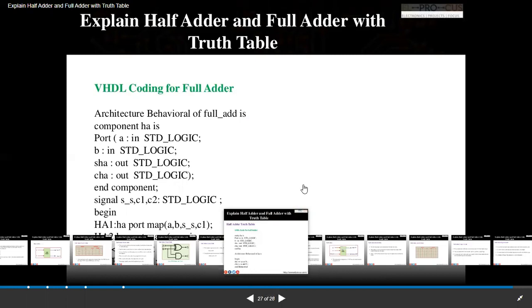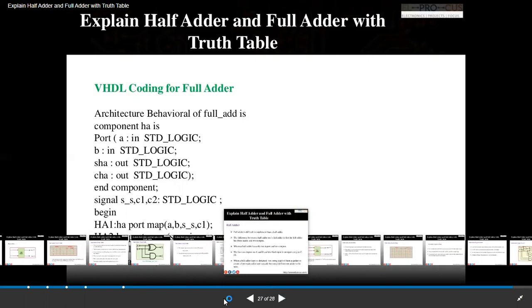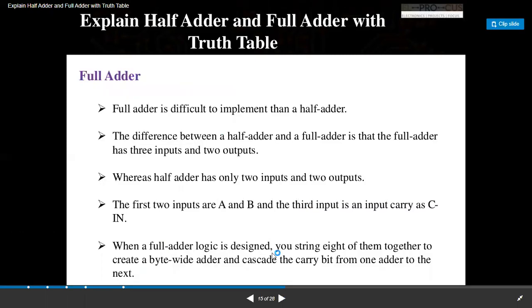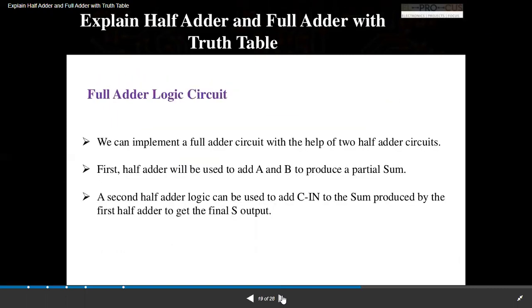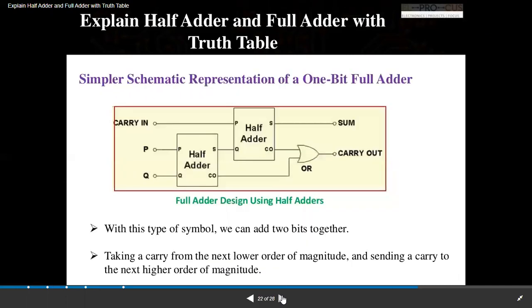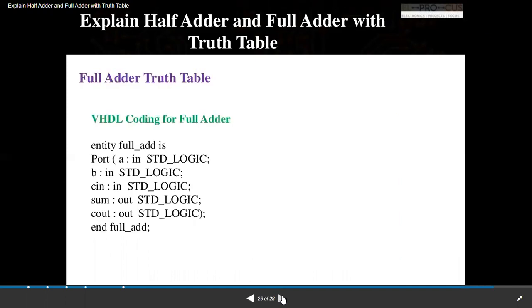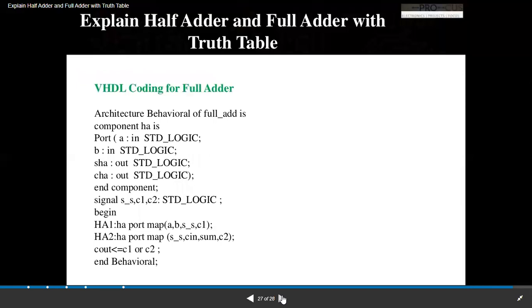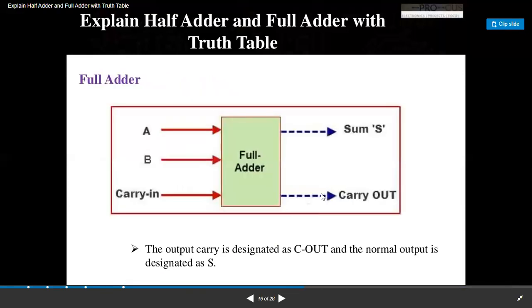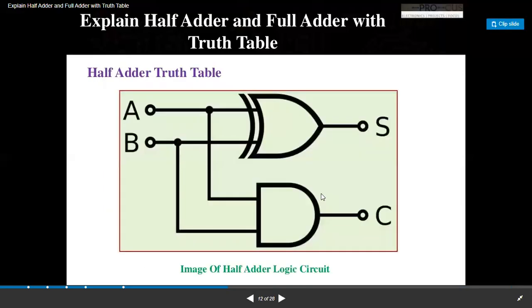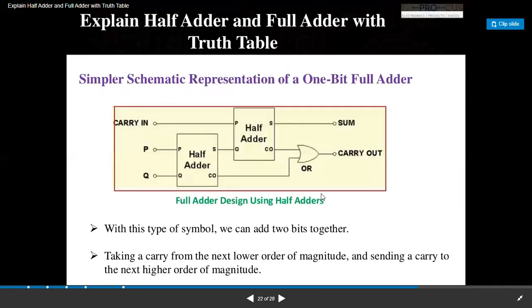So in that half adder 2, the same as the previous one, that is the half adder port map S underscore S comma C in comma sum comma C2, or carry output of that half adder 2, and carry output of that half adder 1.